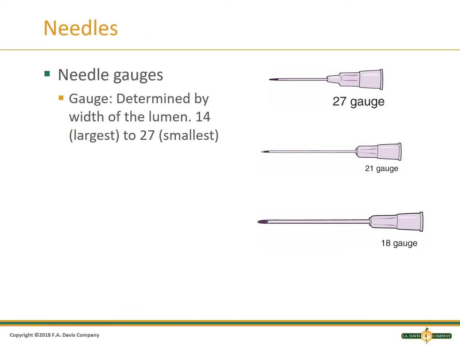Shorter needles are used for intradermal injections and longer for intramuscular injections. Needle gauges: this means that the inside of the needle is fat. So the gauge is chosen based on the site of injection and the viscosity of the fluid being given. So you see the 27 gauge, it actually goes backwards. So 14 is the largest gauge, so that's the fattest gauge, and 27 is the smallest gauge.